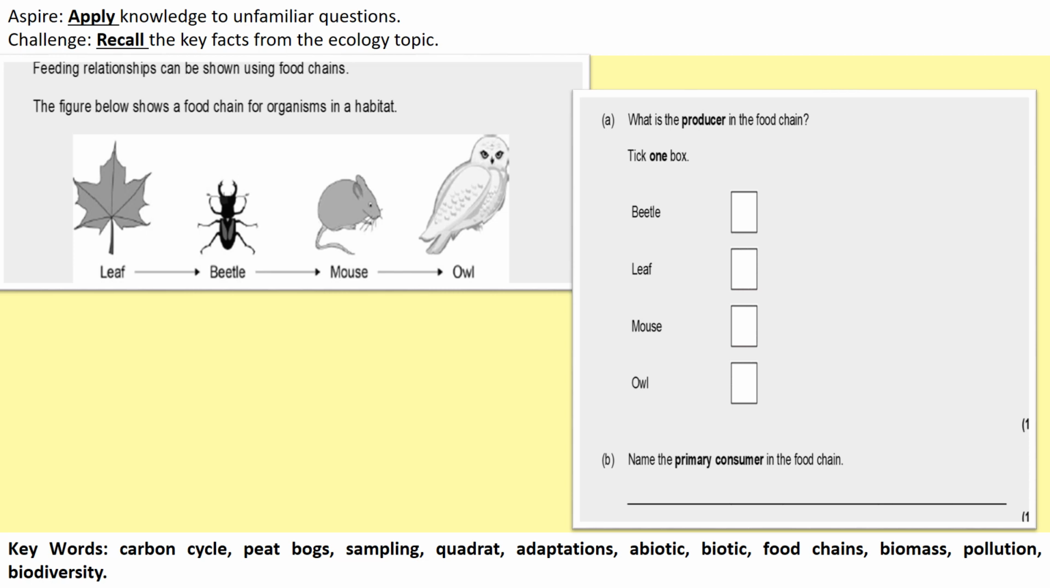Again, common things here. It says tick 1 box. You can't tick 2 boxes. Some students forget and tick 2 boxes and don't get any marks. Make sure you read the question. Key bits where people lose silly marks in the exams.